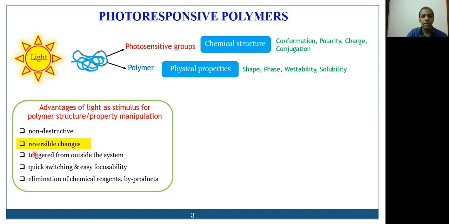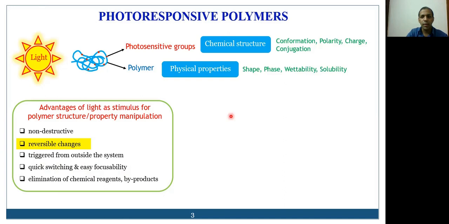Then thirdly, light is something that can be triggered from outside the system without physically contacting the molecules or disturbing their surrounding environment. And of course, light can be switched on and off fast, with quick switching and easy focusability. Unlike in the case of chemical energy, where it is harder to control the location and concentration of the reagents, with light, one can easily control the wavelength, focus, location, and the intensity of the light source. And of course, elimination of chemical reagents and waste byproducts is an added advantage.